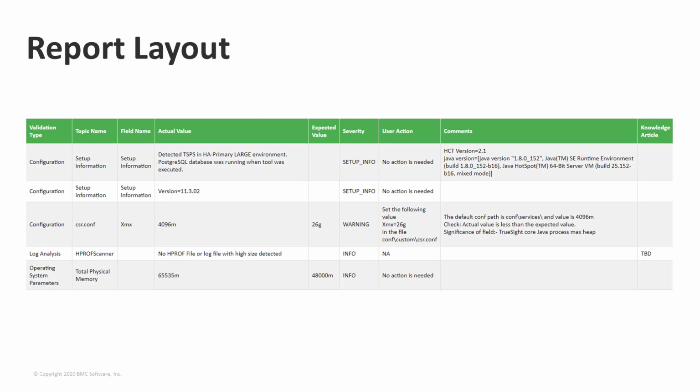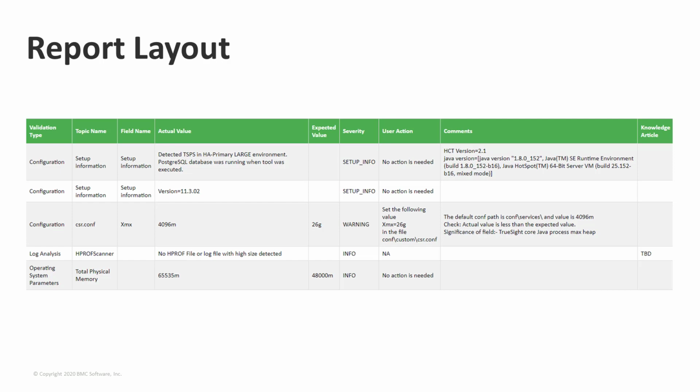The next field is topic name, which drills down into the validation type, identifying perhaps a particular configuration or log file, or indicating an OS-related detail. Field name gives a specific parameter name that is being checked for, while actual value represents the current value set for that field. Expected value, when populated, denotes the values that BMC believes should be in use, as per documented settings.